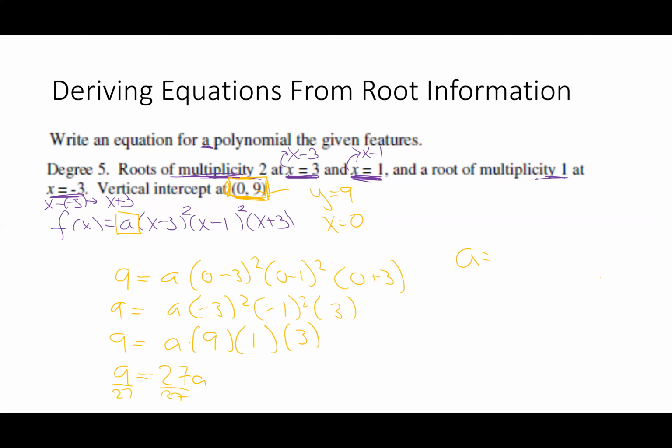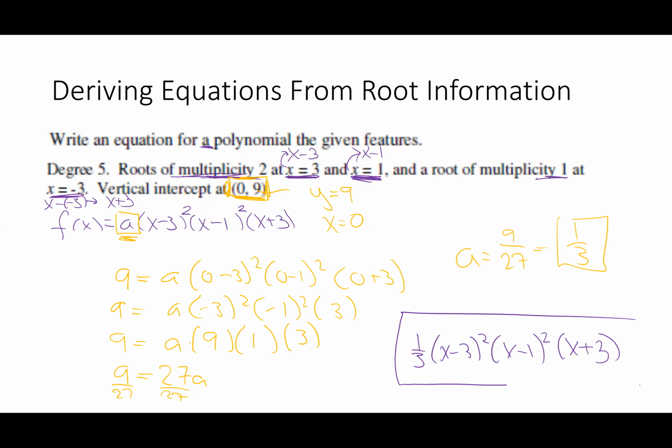So a is going to be equal to 9 over 27, which reduces to 1 over 3. And so now I know my a value. So now my final resulting polynomial is going to be 1/3 (x minus 3) squared, (x minus 1) squared, (x plus 3).